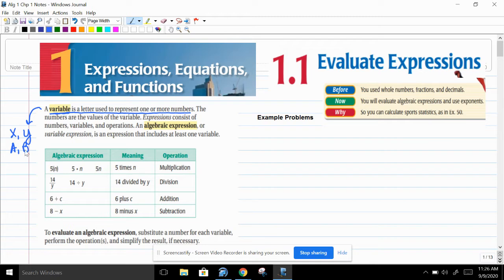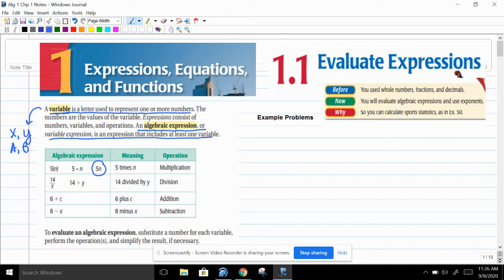So more things in this little section here. We have expressions consisting of numbers, variables, and operations. An algebraic expression or variable expression is an expression that includes at least one variable. If you take a look at this chart below, you have some algebraic expressions, some meanings, and some operations. A couple things I want to highlight here, guys. 5 times n, you will see most written like that. We're going to get away from the dot and the parentheses. Multiplication is actually the only operation that does not require the use of a symbol. So 5n means 5 times n.